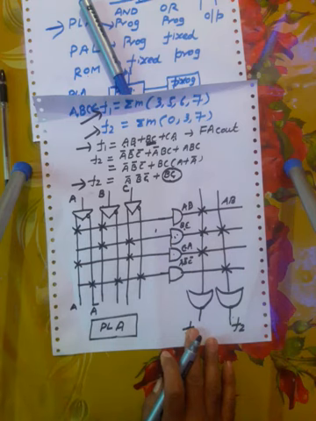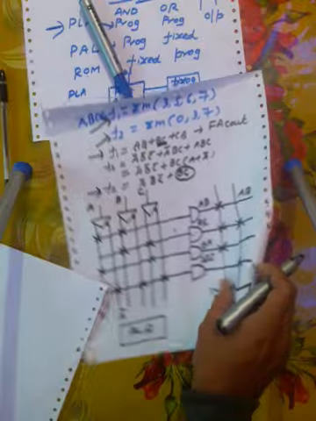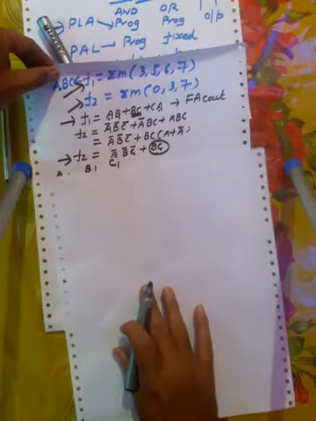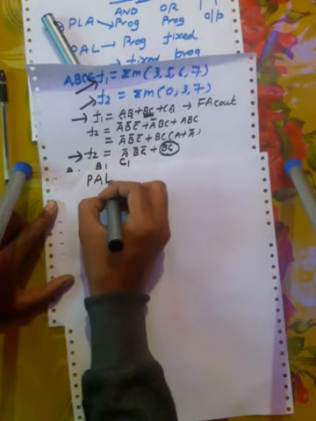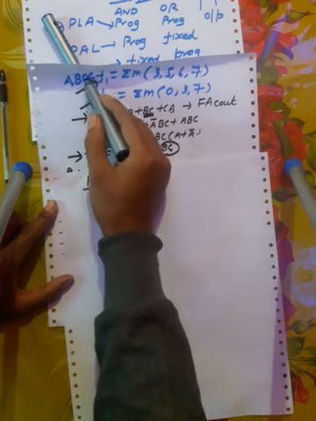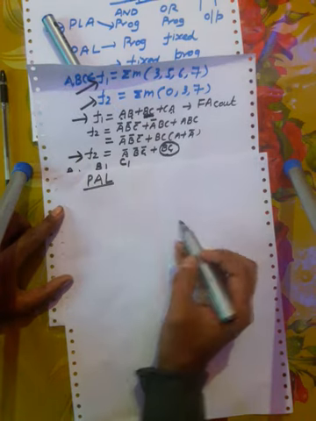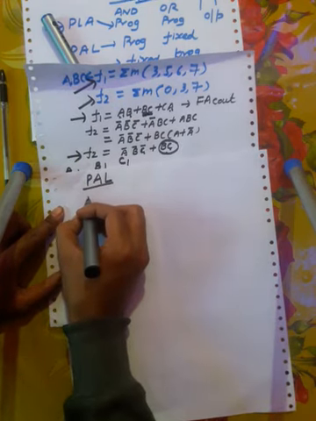Okay. Now I will implement the same function by using PAL. Again there are three inputs, so A, B, C.